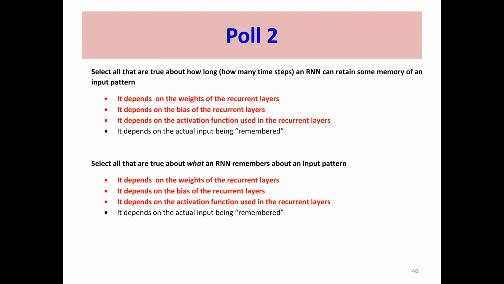So how long an RNN can retain some memory of an input pattern depends on the weights of the recurrent layers, depends on the bias of the recurrent layers, and depends on the activation function of the recurrent layers. And what it remembers is going to be a function of the weights, the bias, and the activation function. It's really not a function of the input. Eventually, you're going to forget everything about the input, and all you remember is the system, not what the system is operating on. This is not the desired behavior, right?